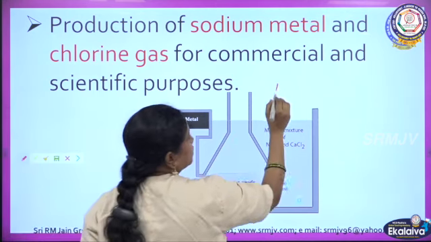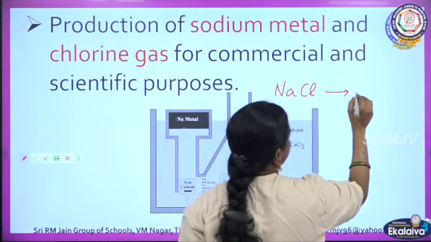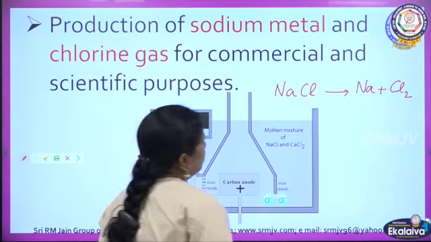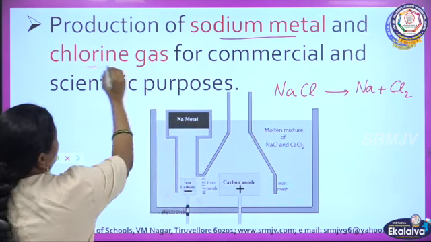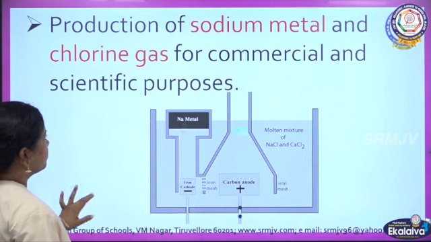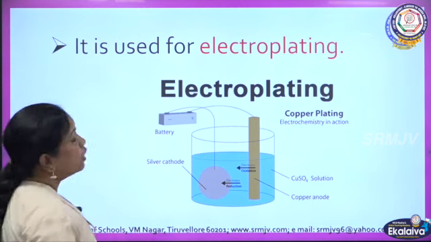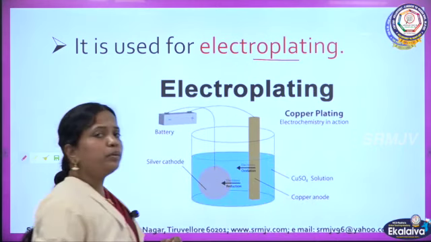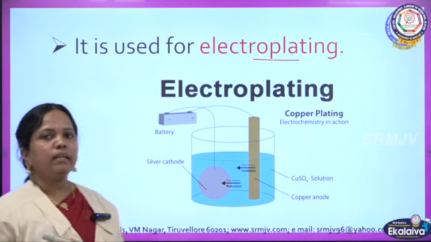Sodium chloride on electrolysis gives sodium metal plus chlorine gas. So electrolysis is used in the production of sodium metal and chlorine gas for commercial and scientific purposes. Electrolysis is also used for electroplating. This is one of the most important and common uses of electrolysis. We will learn about electroplating in the next class.